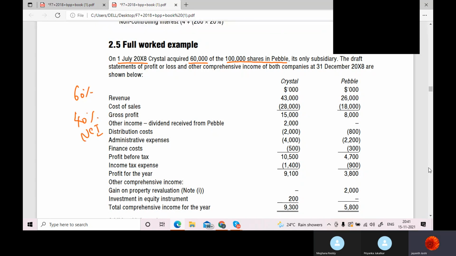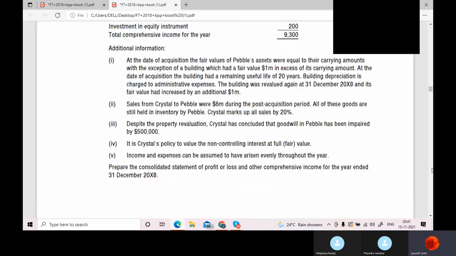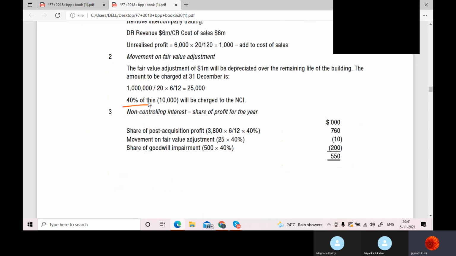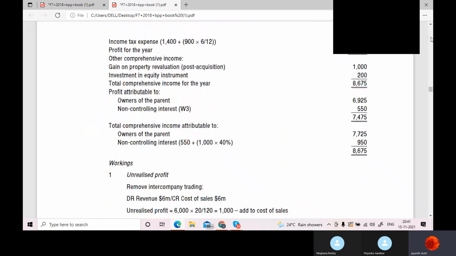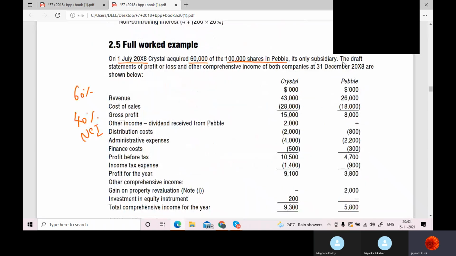The same thing you can check here. So 40% goes to NCI. 60% is the parent's share in the subsidiary. The draft statements of profit or loss and other comprehensive income of both companies for the year ended 31st December 2008 are shown below. So you can see the draft statements even.